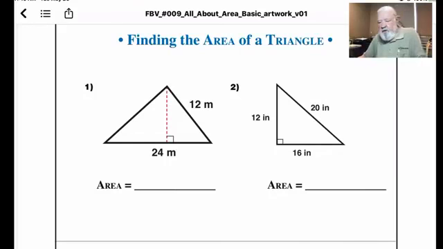The figure I have on the screen right now, I made an error when I created this. I'm sorry about this. Let me do this correctly. The height was supposed to be 12 and the base 24 meters. So I've redrawn that. Let me show you that now on the screen.